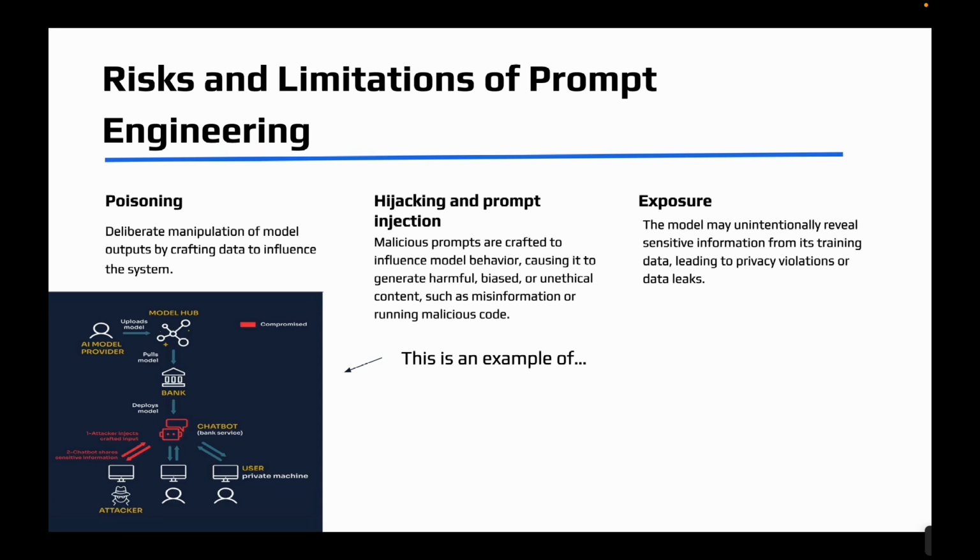A type of prompt injection is exposure, where the model may unintentionally or intentionally reveal sensitive information from its training data, leading to privacy violations or leaks. So if you guys can guess in the comments, this is an example of prompt injection, and specifically it is exposure, as the attacker injects crafted input and the chatbot shares sensitive information.